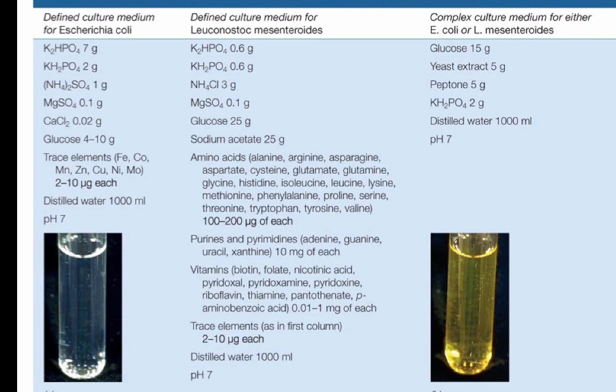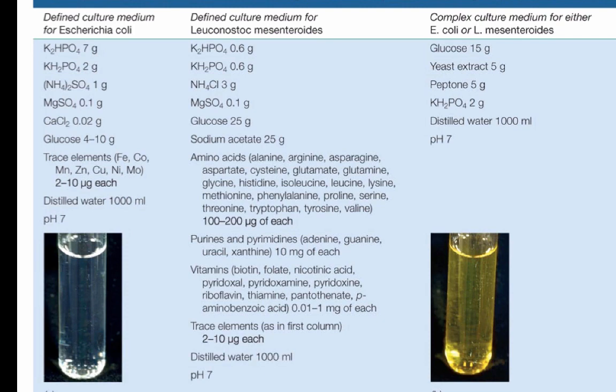On the other hand, look at the complex media. The complex media is going to have glucose, the yeast extract that I talked to you about, peptone digest, and some salt and water. So the media is brightly yellow. That's probably because of the content that it has. And the microorganism is able to grow.